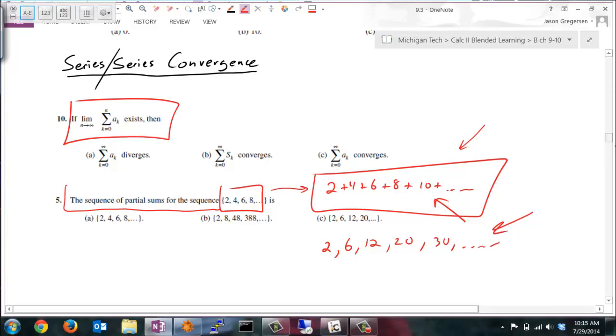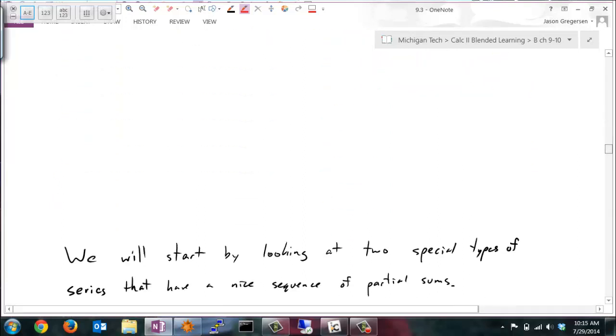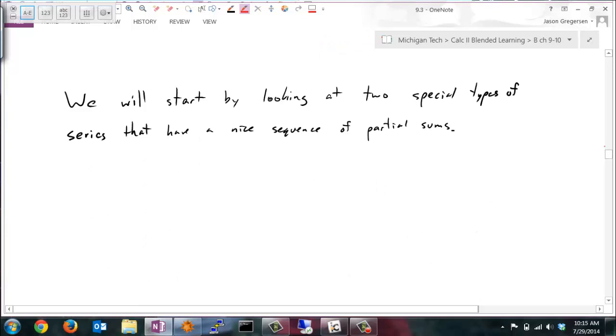And that's the process. Unfortunately, it's not all that useful. Because to really do this, to show that it does converge to something, I would have to be able to write out a formula for this sequence of partial sums. And that's not always easy. But we will start by looking at a few special types of series that do have a nice sequence of partial sums. So we really can talk about their series convergence. So that's where we'll start by looking at some special series.